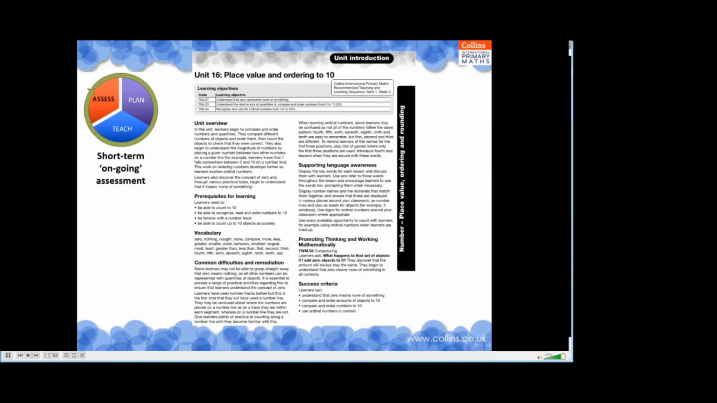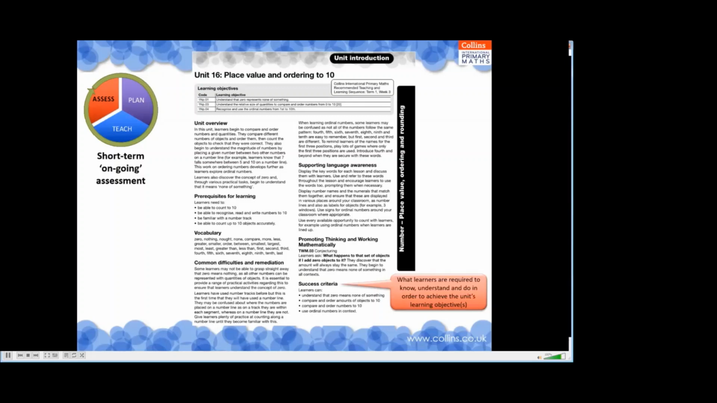Each unit in Collins International Primary Maths begins with a unit introduction. One of the features of the unit introduction is common difficulties and remediation. This feature can be used to help identify why learners do not understand or have difficulty with a topic or concepts, and to use this information to take appropriate action to correct mistakes or misconceptions.